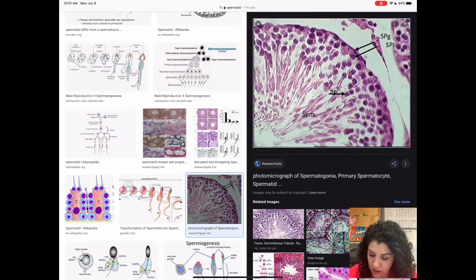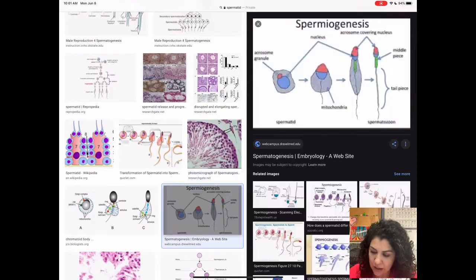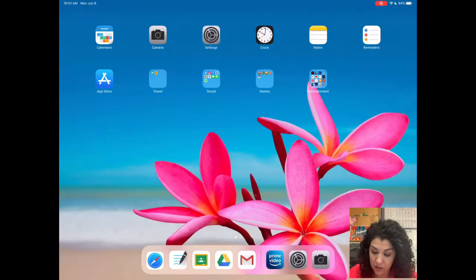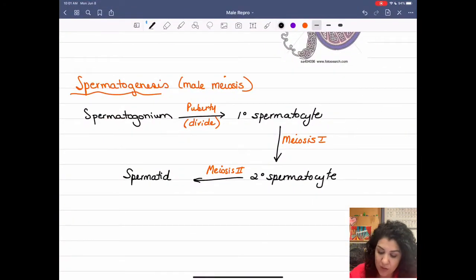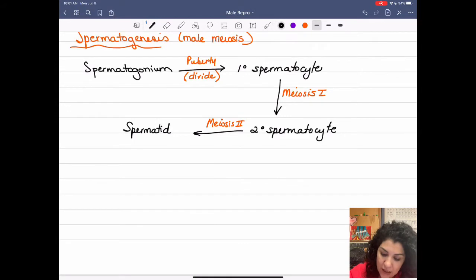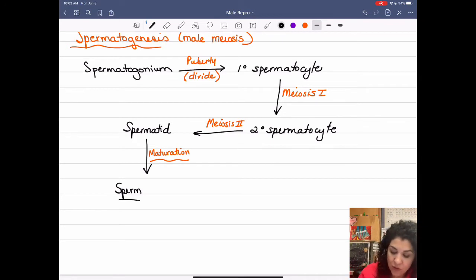So the sperm goes from being clunky and awkward looking to being a streamlined swimmer. Okay, and so a spermatid is not quite ready to fertilize an egg. It has to go through a maturation process. And once it goes through that maturation process and becomes more streamlined, that's when we have sperm. Okay, so that's a mature sperm.